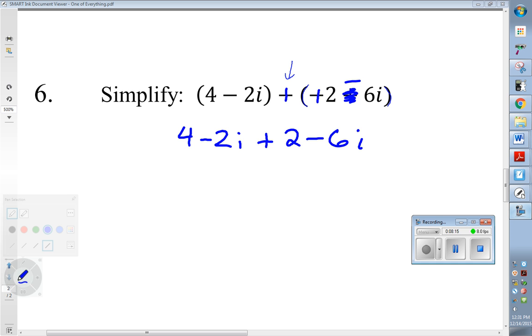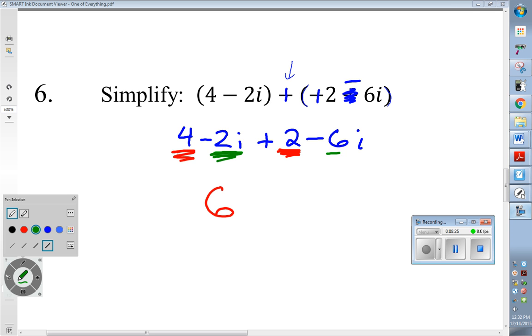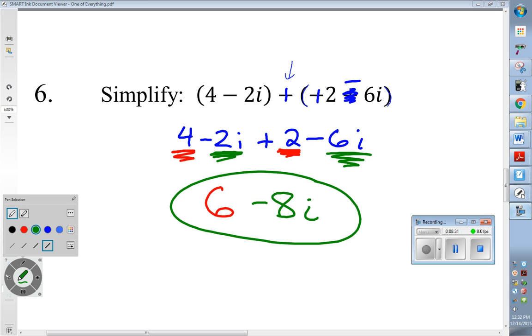That wasn't hard at all. All I did was change the signs. Now I'm going to combine like terms. 4 and 2 gets me 6. Negative 2i and a negative 6i. Negative 2 minus 6 is negative 8i. Done. All we had to do was change the signs when we had a negative in front of the parentheses and combine like terms.